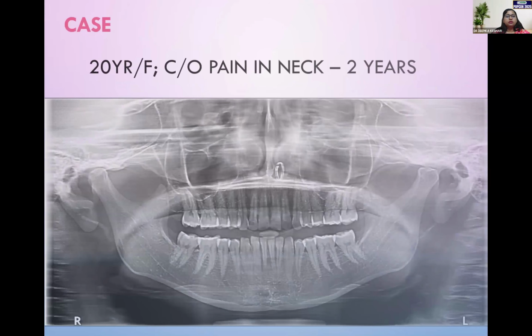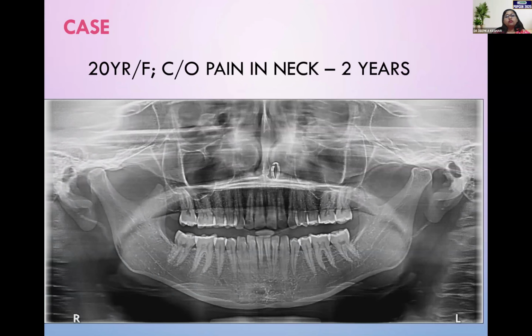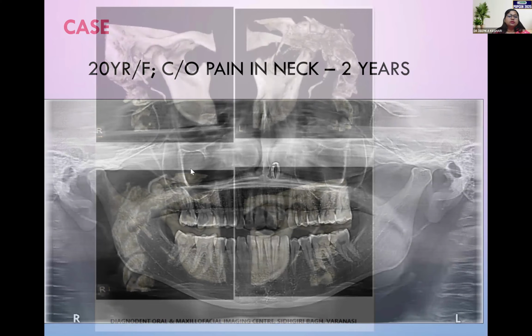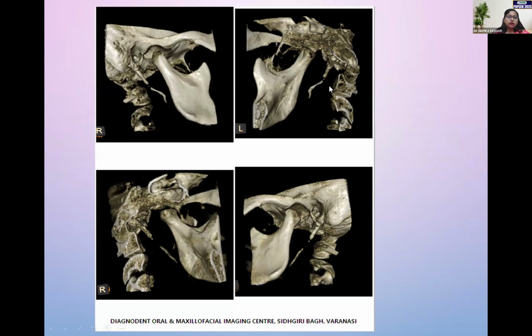Now, this patient, 20 years old, complained of pain in the neck region. On OPG, we could see that the styloid processes were elongated and the teeth were apparently all normal in outline. So a CBCT of the bilateral styloid region was done to assess the length and thickness of the styloid processes. She was admitted to BHU, underwent surgery, and was fine after the surgery.